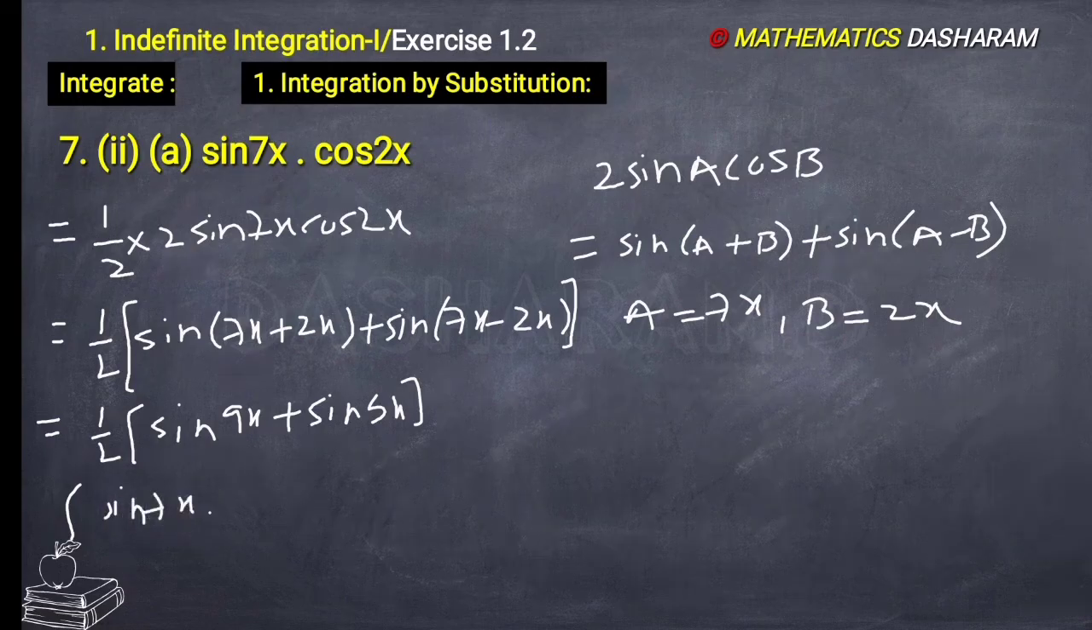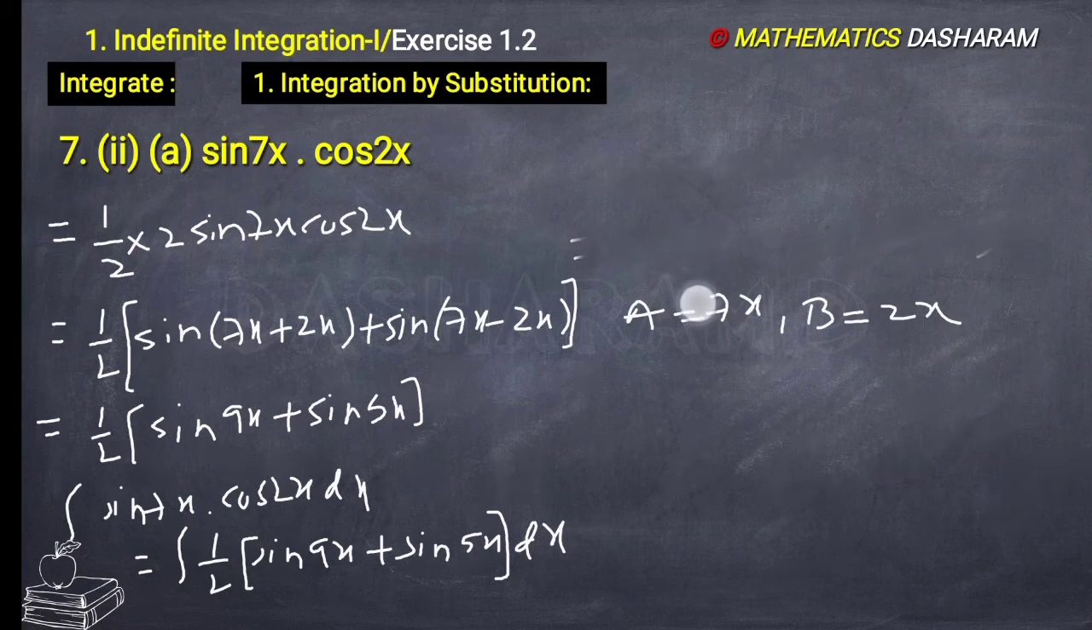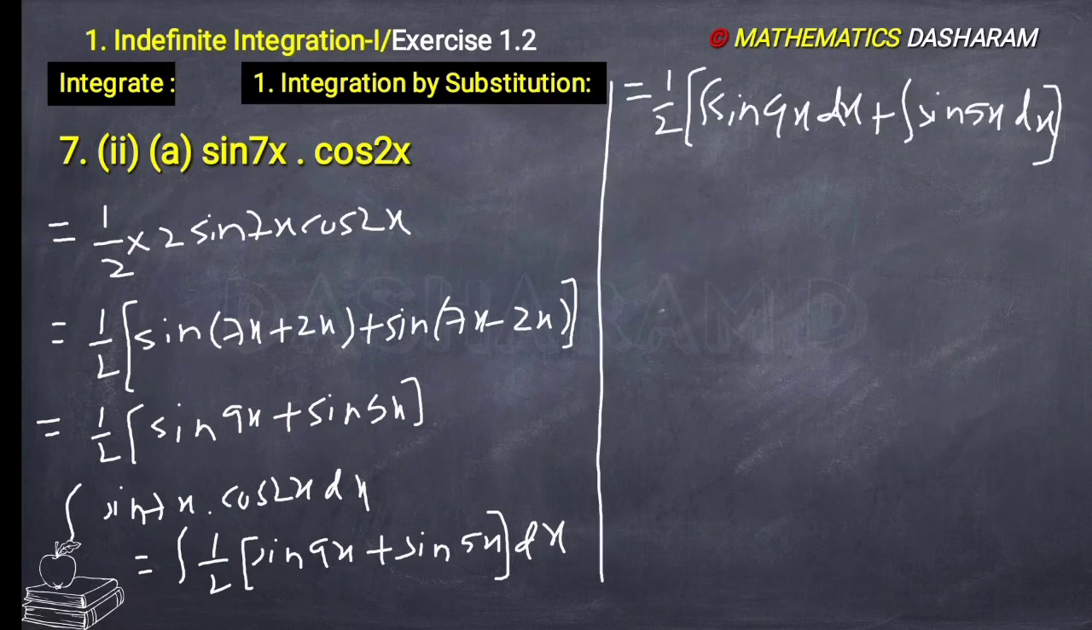Integration of sin 7x cos 2x dx is equal to integration of 1/2 [sin 9x + sin 5x]. Now apply the integration for each term separately. So it is equal to 1/2. Here, integration of sin 9x is −cos 9x divided by the derivative of 9x, which is 9.